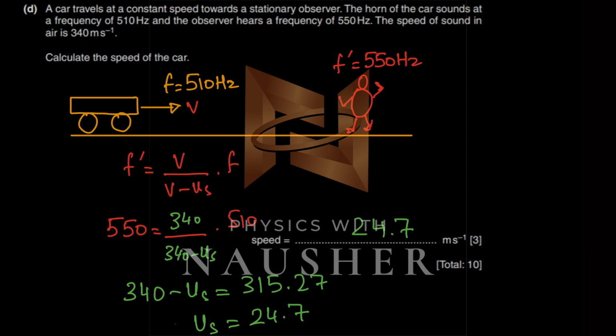Therefore, denominator में minus का sign आता है. If you were moving away, तो यहाँ plus sign आ जाता है. This V is the speed of sound, and this is the speed of the source which you want to find. So basically, you're trying to find US. So F dash, which is 550, should be equal to V, which is 340, divided by V, 340, minus US into 510. 510 was the actual frequency. And when you simplify, you get 24.7 meters per second.